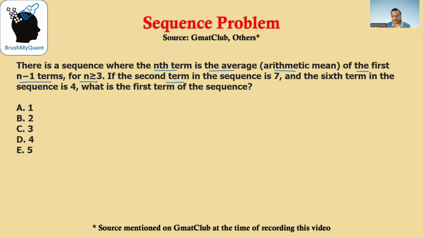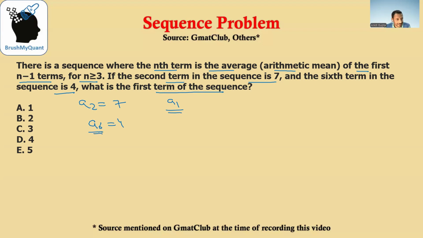If the second term in the sequence is 7, so let's say A2 is equal to 7, and the sixth term in the sequence is 4, that means A6 is equal to 4. What is the first term of the sequence? So we need to find the value of A1.